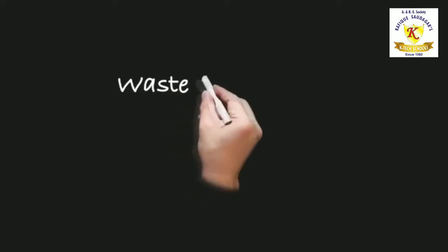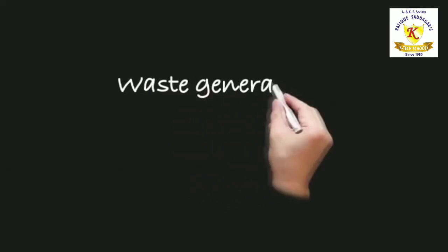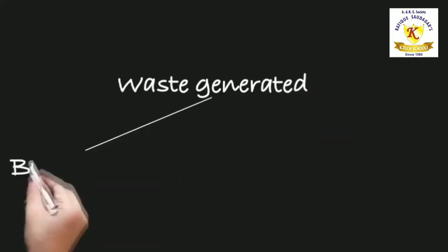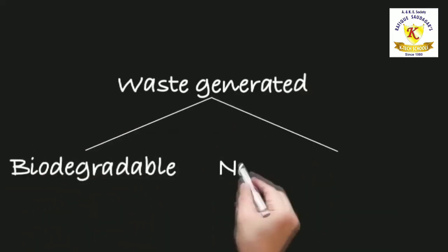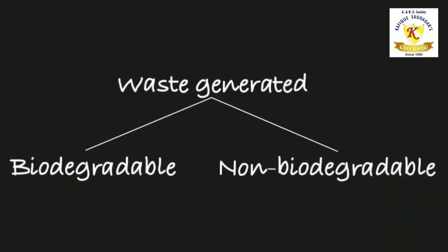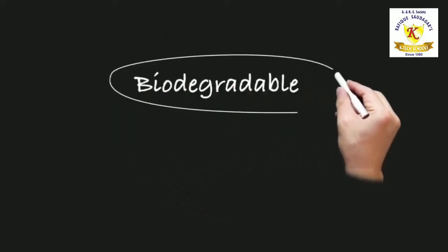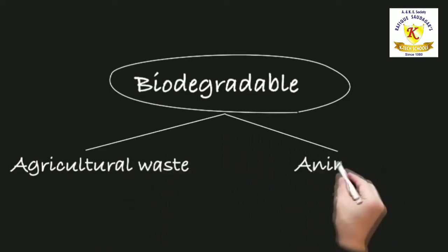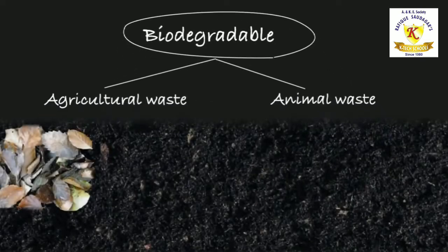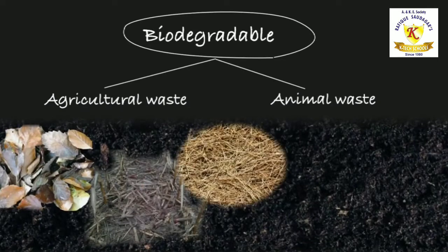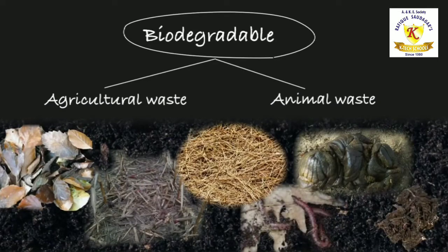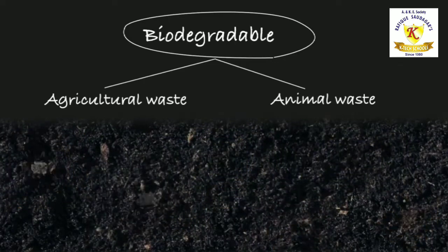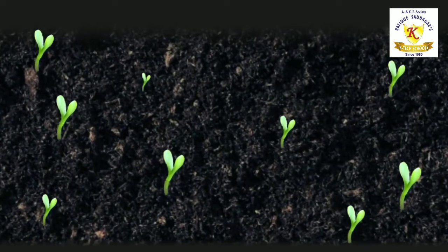The waste generated from various sources can be categorized into biodegradable and non-biodegradable. Biodegradable waste includes agricultural waste and animal waste like weeds, twigs, hay, dung, etc. These contribute directly to the fertility of soil.